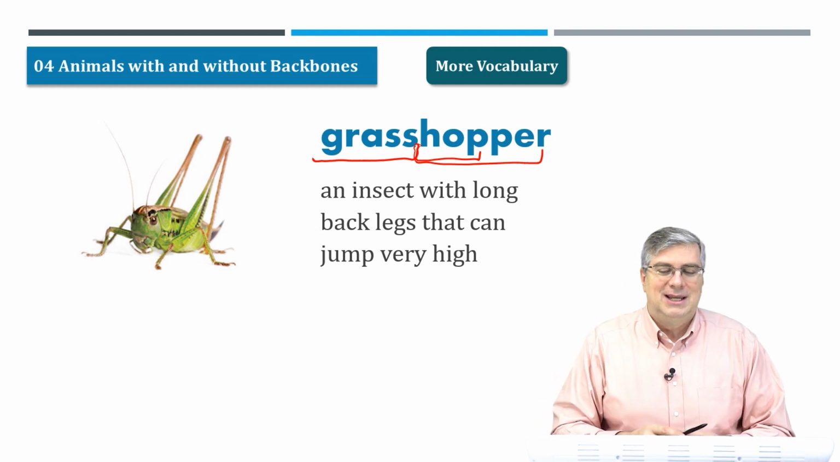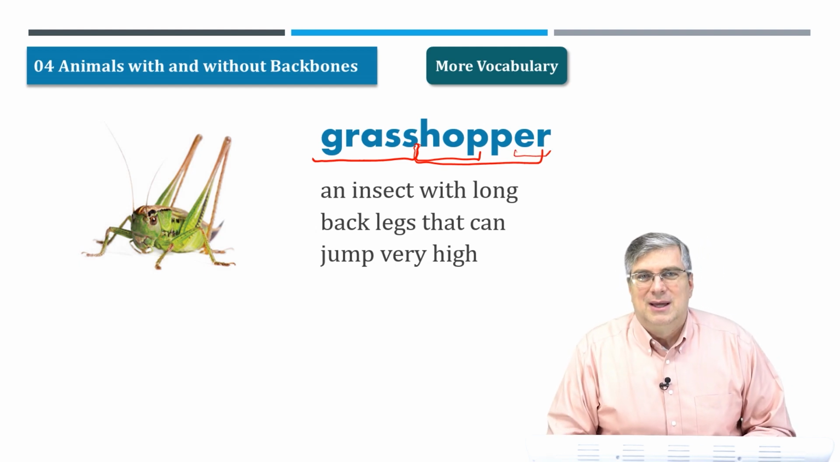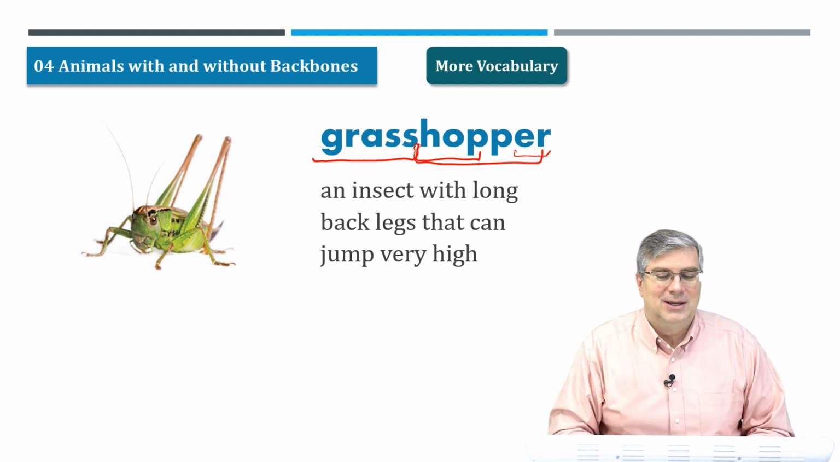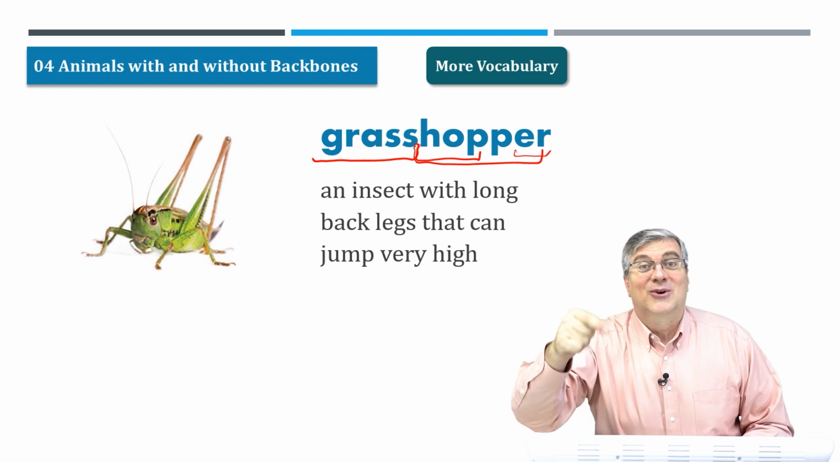Same idea, right? So ER means somebody who does something. At a restaurant, someone who waits. Waiter. Okay, good. Okay, so a grasshopper is a thing that hops in the grass, right?